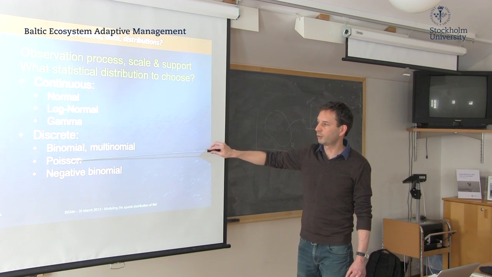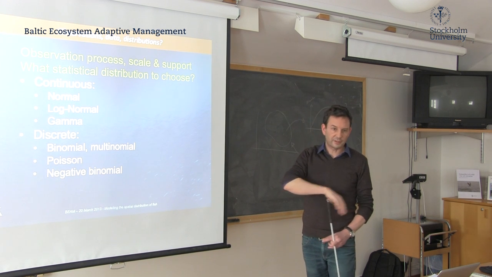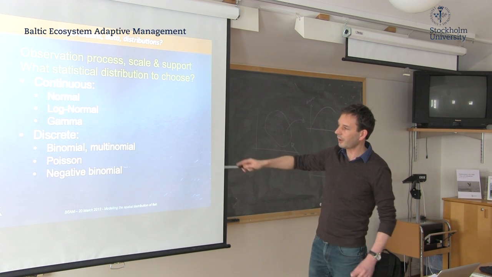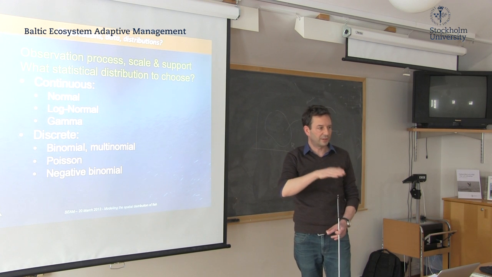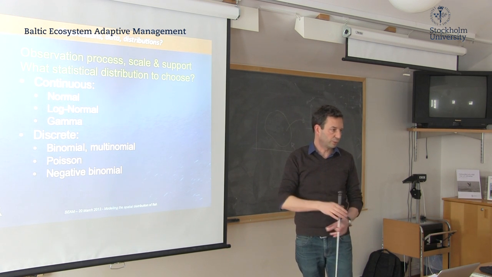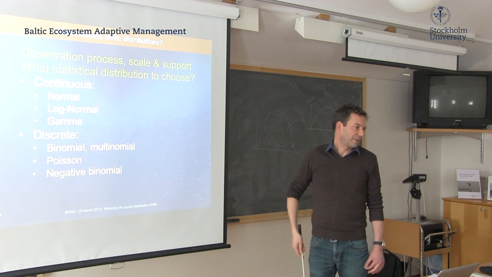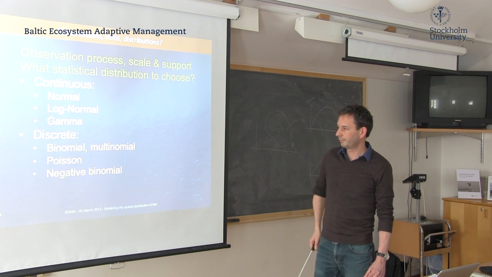The Poisson distribution is discrete and not finite. So you can have numbers from zero to whatever. And one particularity of the Poisson distribution is that the mean is equal to the variance, or the variance is equal to the mean. Which is nice because it's only one parameter, but which doesn't always fit your data.